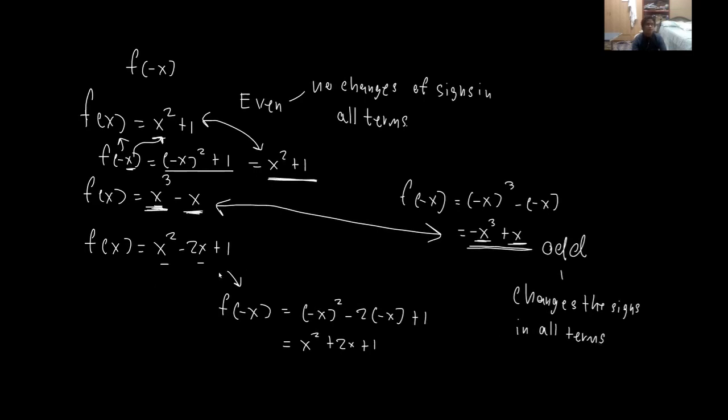Then how about this one? Let's compare this x squared minus 2x plus 1. If I substitute negative x here, this one is positive x squared, this one is positive 2x, and this one is 1. So let's take a look closely. Look at this. This is positive, this is still positive. This is negative, but this one becomes positive. This is positive. So meaning, in this function, only one of the terms changes its sign.